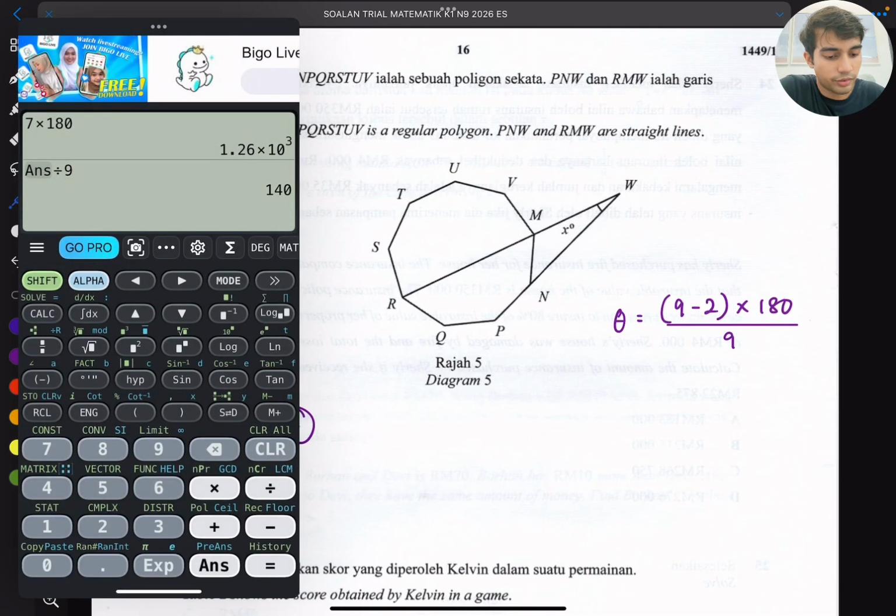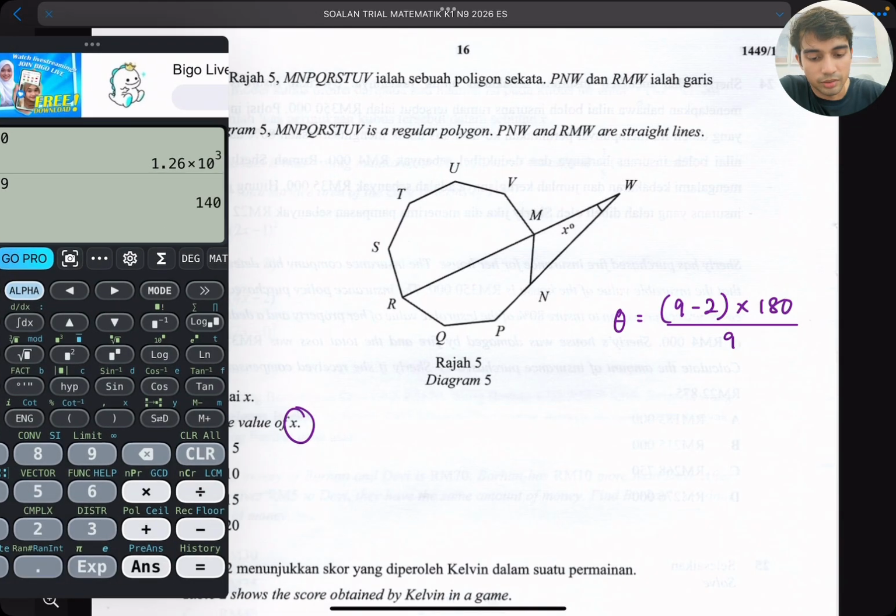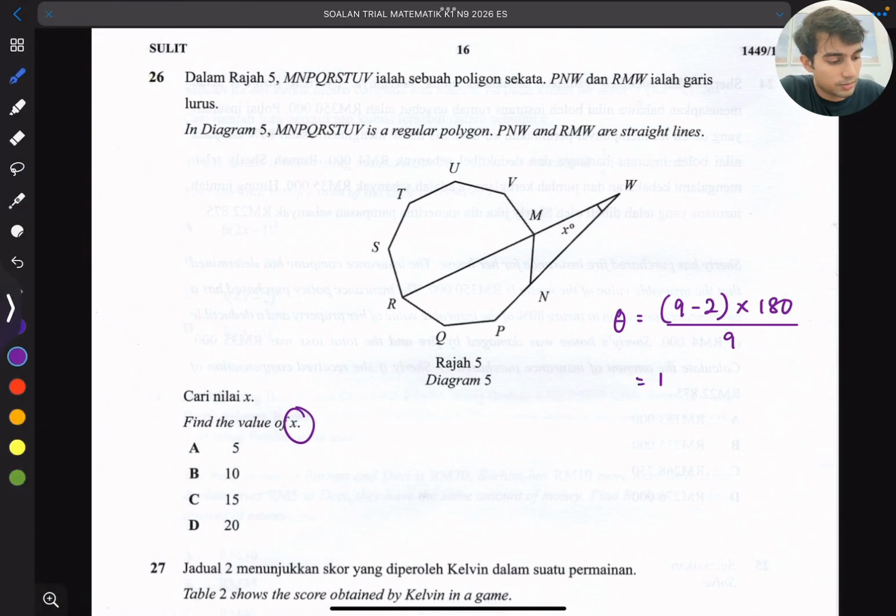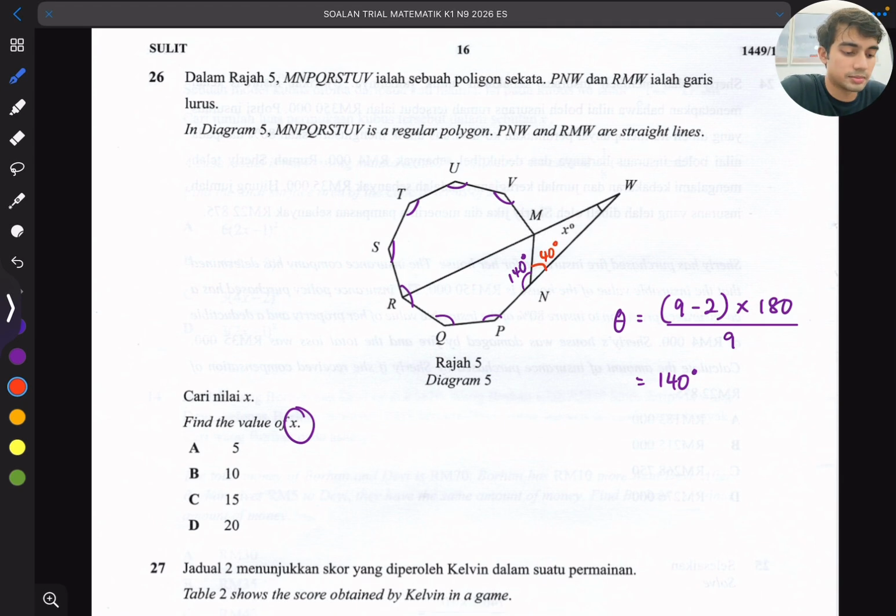So we get 140. So our interior angle is 140. So all these angles are 140, 140, 140, 140, also 140. So if this is 140, we can easily find this one. Since it's a straight line, 180 minus 140 is 40.